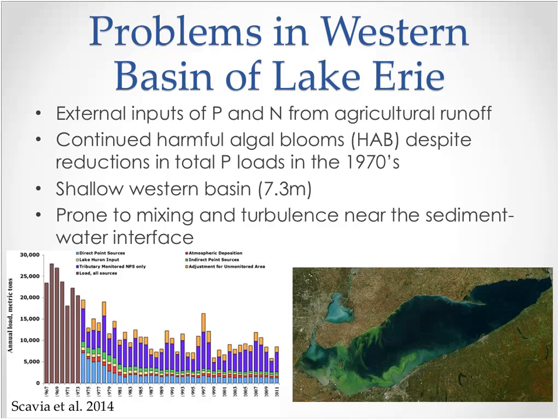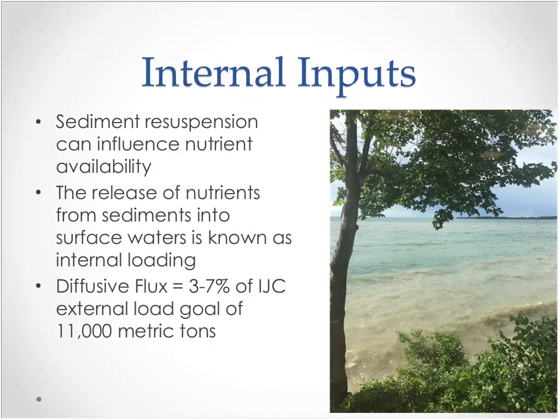One of the characteristics of the Western Basin that makes this problem worse is that it's very shallow, with an average depth of about 7.3 meters. This makes this region very prone to mixing and turbulence near the sediment water interface. This resuspension can influence nutrient availability within the surface water, and this release of nutrients into that surface water is known as internal loading. Here is a picture after a storm right outside the dining hall, so we see this resuspension from that wave action.